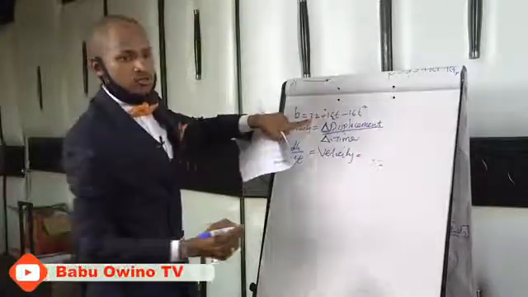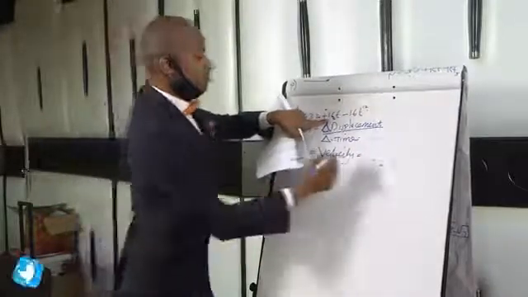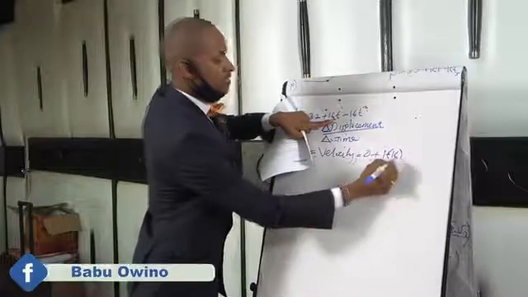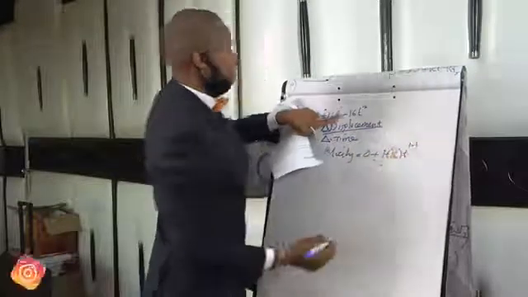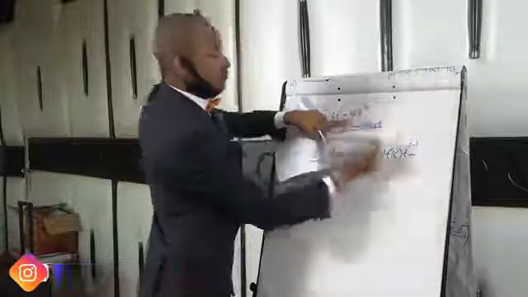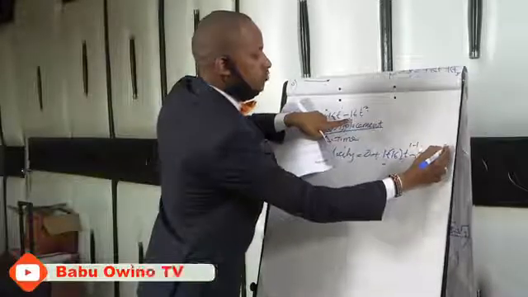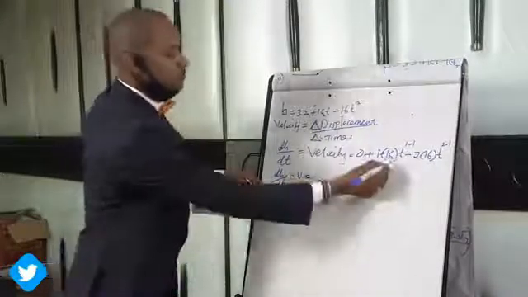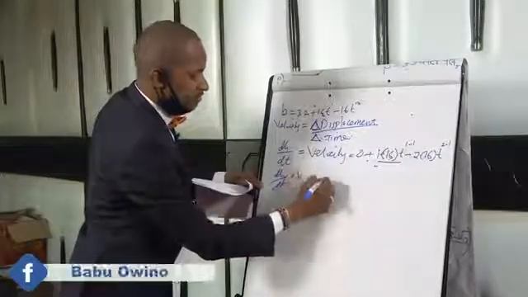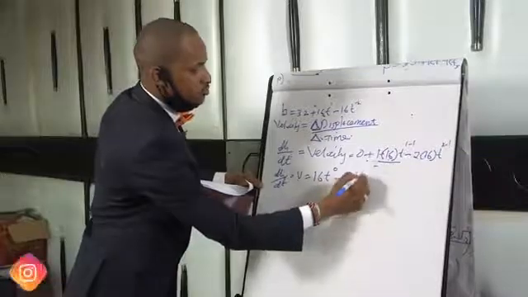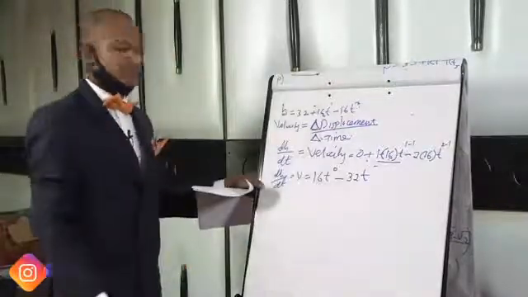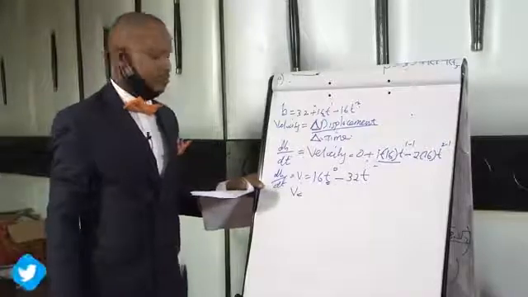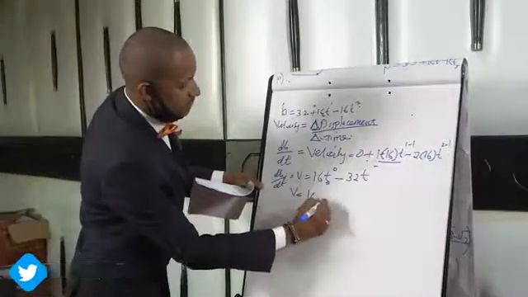When you differentiate 32, you get 0. Plus, when you differentiate 16t, you drop the 1 down. That is 1 into 16, you multiply by the constant, then t to the power 1 minus 1. Minus, you drop the 2 down. That is 2 into 16, t to the power 2 minus 1. You subtract 1. Now dh/dt, which is our velocity, equals 16t raised to power 0 minus 32t raised to power 1, which is still 32t. Any number or letter raised to power 0 is 1. Therefore, velocity is 16 minus 32t.